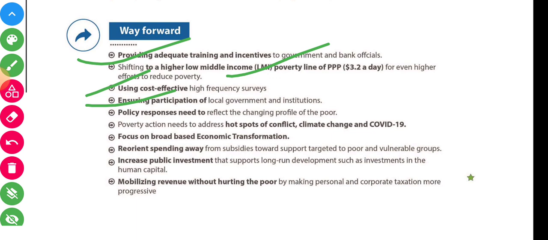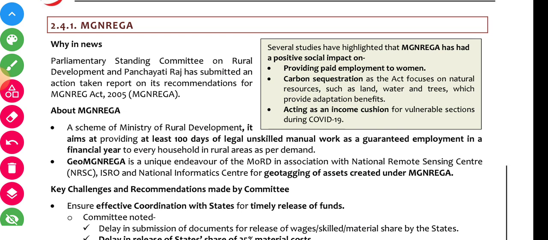Policy responses need to reflect the changing profile of the poor. Poverty action needs to address hot spots of conflict, climate change, and COVID-19. Focus on broad based economic transformation, reorient spending away from subsidies toward support targeted to poor and vulnerable groups, increase public investment that supports long-term development such as investments in human capital, mobilizing revenue without hurting the poor. These are the way forward to eradicate poverty in India.